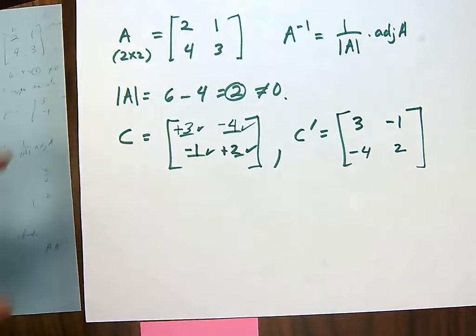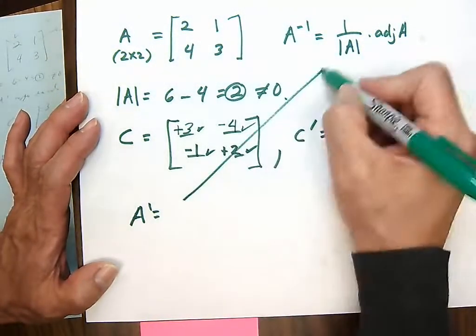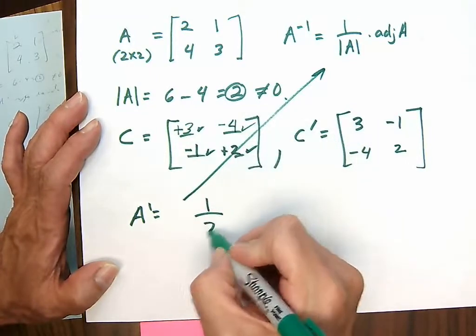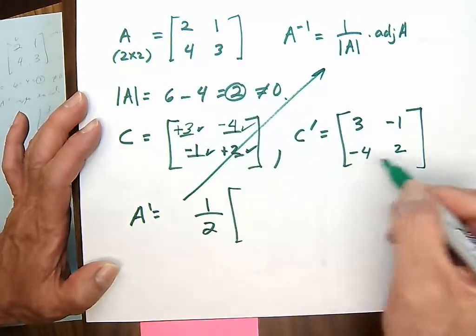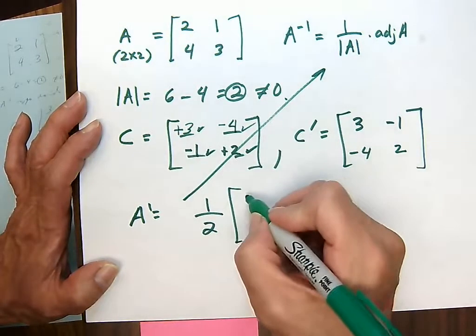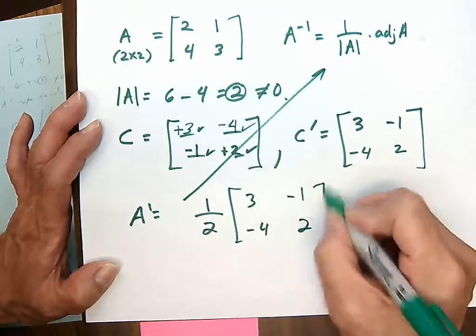Okay, now we're ready to find the inverse of A. The inverse of A, according to our formula up here, is simply equal to 1 over the determinant of A, which is 2, times the adjoint of A, or the transpose of the cofactor matrix of A, which is 3, minus 1, minus 4, and 2.